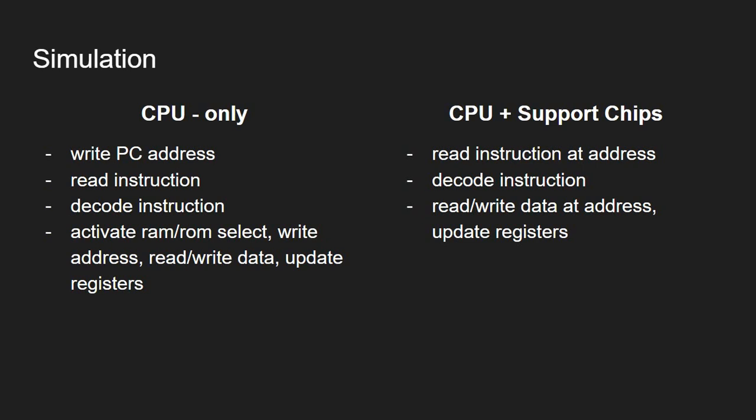Then we decode the instruction. This step is common. We need to look at the opcode primarily and see what type of instruction is in there. Then if we have RAM access, in this second case we simply read or write data at a specified address, and we update internal registers. Again, this part of updating internal registers is common between the two types of simulation. And we now finished with the instruction processing, so we repeat this process.